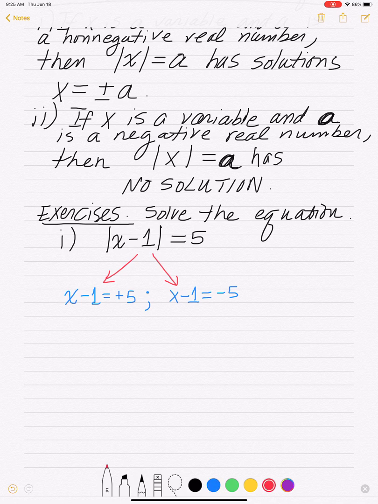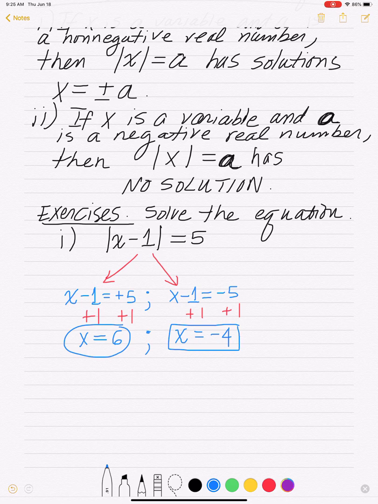For the first one, I'm going to add 1 to both sides. I get x equals 6. In the second one, I'm going to add 1 to both sides. Negative 1 and positive 1 cancel. I get x equals, what's negative 5 plus 1? Negative 5 plus 1 is negative 4. So you get 2 solutions. 6 and negative 4 are both solutions.